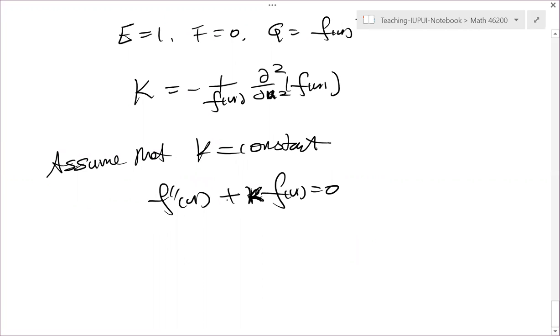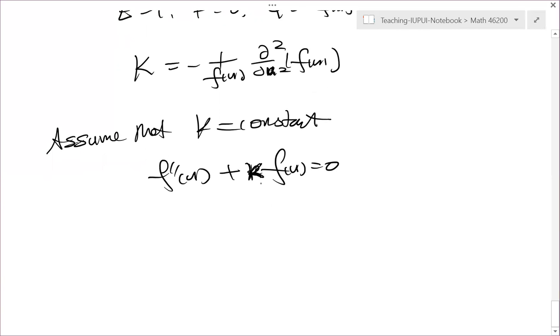It depends on the sign. We can write down the general solution for this equation. When K is positive, you get a sine function. When K is negative, you get a hyperbolic sine function and hyperbolic cosine function. Let me see, s_K is defined to be, when K is positive, sine squared of square root of K times u.